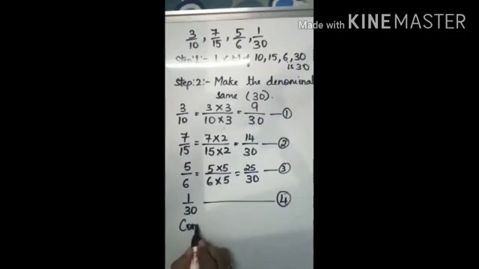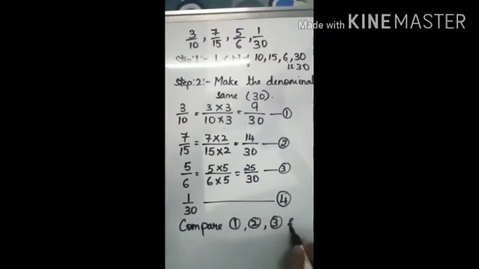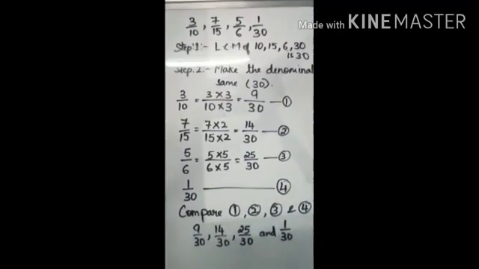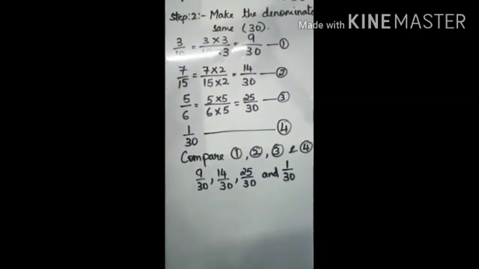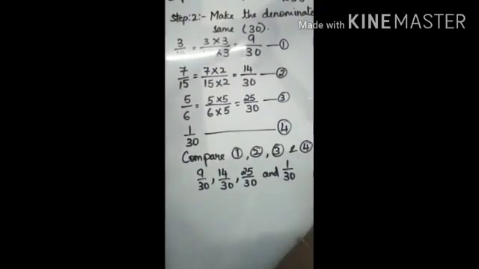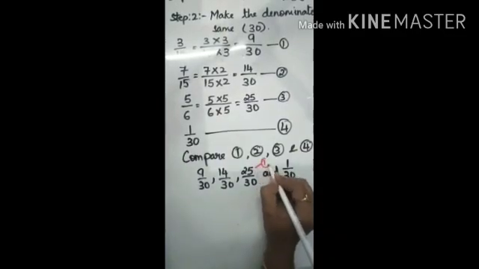Now I have to compare the first, second, third and fourth fractions. What are those? 9 by 30, 14 by 30, 25 by 30, and the last one is 1 by 30. Now I have like fractions. When I have like fractions, comparison is easy. Denominators are same, so look at the numerators. I have to arrange them in descending order. Descending is big to small. So the biggest is 25 by 30.